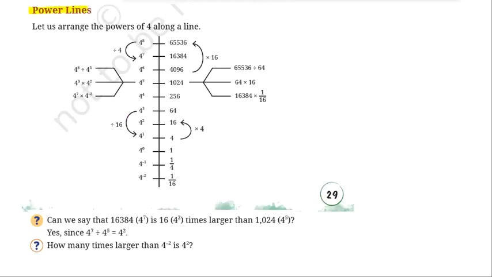Next is power lines. So let us arrange the powers of 4 along a line. तो यहाँ पे एक line बना दी, एक number line, एक vertical number line है, उसमें different powers of 4 लिखी है. फॉर एग्जाम्पल यहाँ 4 to the power of 0 आप चेक करो, तो ये 4 to the power of 0 1 है और जो वर्टिकल लाइन में उसमें ऊपर इसके 4 के पावर्स बढ़ रहे हैं और नीचे 4 के पावर्स कम हो रहे हैं, राइट.